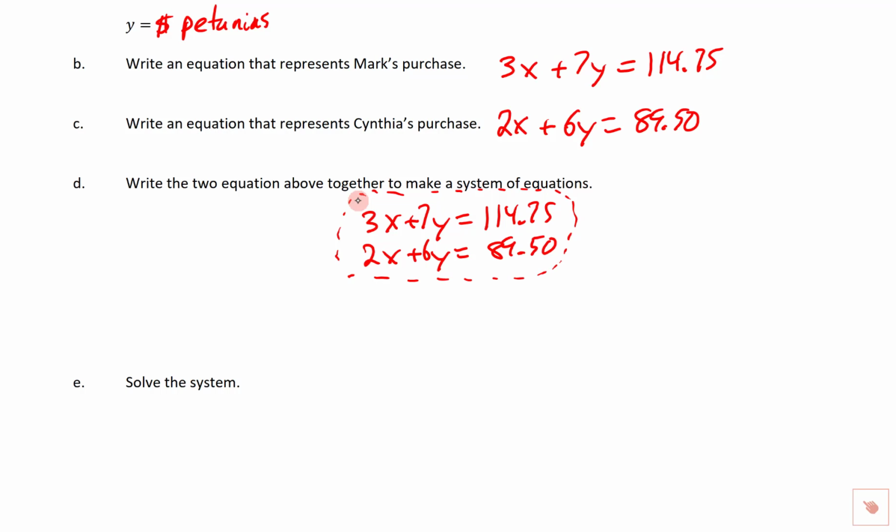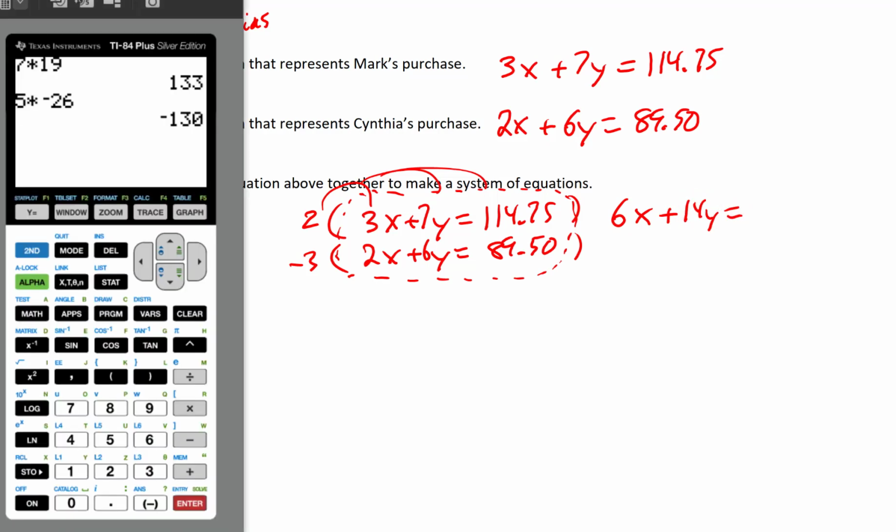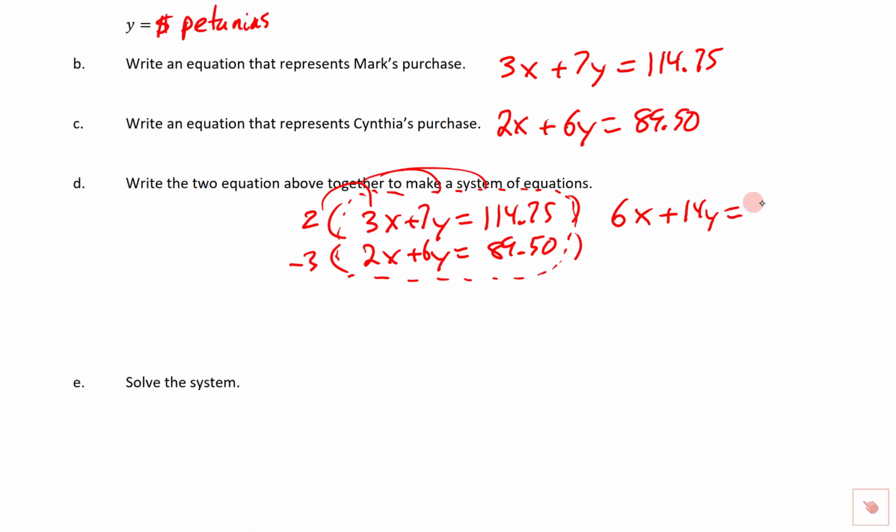I'm going to choose to eliminate on this one. So I'm going to eliminate the x's. So this is what I'm going to do. I'm going to multiply this one by 2, and I'm going to multiply this one by -3. So here's what I get. When I multiply by 2, I'm going to get 6x plus 14y, and then I'm going to multiply those together, or multiply 2 times 114.75. So 2 times 114.75, and we end up with 229.50. So I'm going to keep that 50 cents on there just so I can keep track of that.